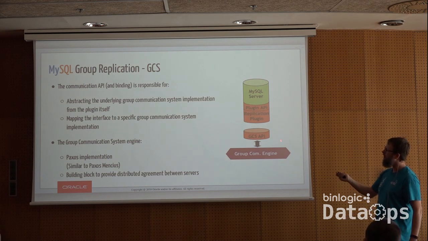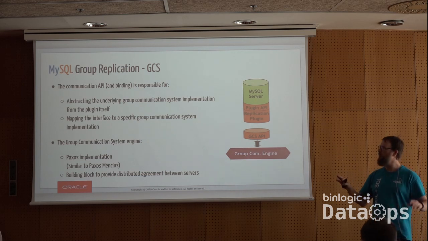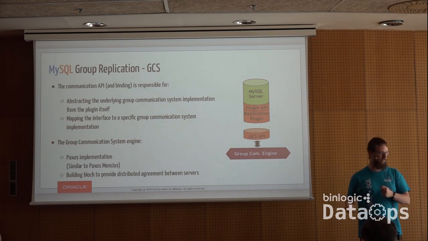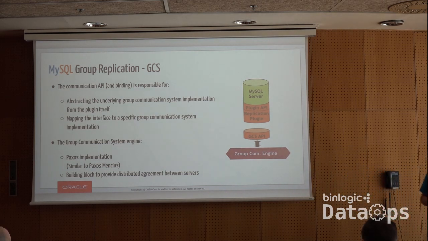And finally here, the GCS API. This one is to abstract all the communication between the nodes and the plugin, so the plugin doesn't need to take care of that. And it's mapping all the interfaces because you're going to bind different ports to communicate, and everything is done in GCS. And so all the Paxos implementation, leaders, and all that kind of stuff is done here. So this is how the plugin is based on GCS, right? Do you have questions on that?